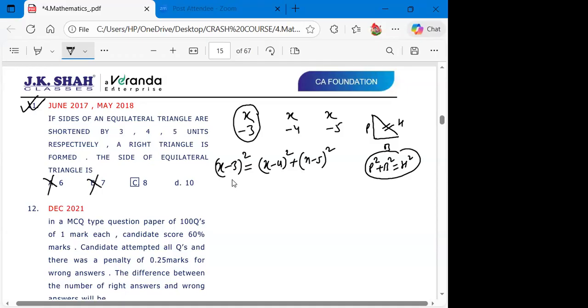8 minus 3, because this is the answer. 5 square is 25. 8 minus 4 is 4, 4 square is 16. 8 minus 5 is 3, 3 square is 9. 16 plus 9 is 25. Option C is correct. Clear? Note it down. So these are the questions where simply writing down the equation and the plug-in method will be valid.